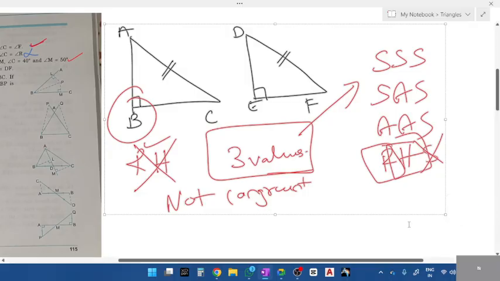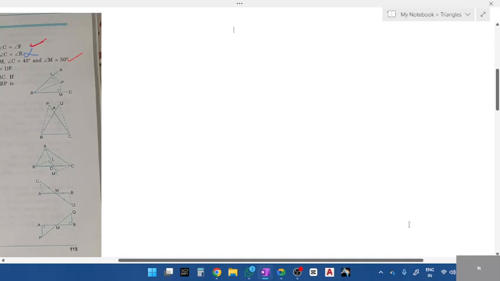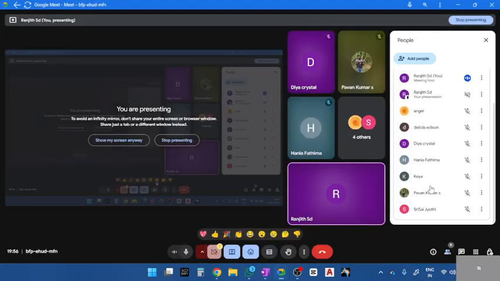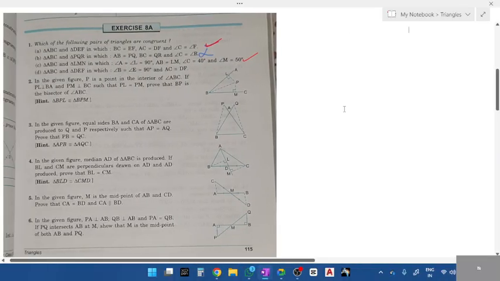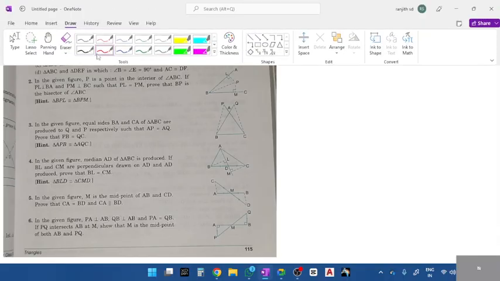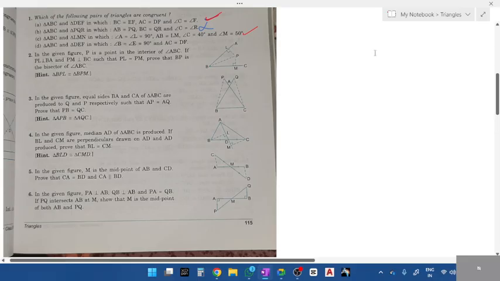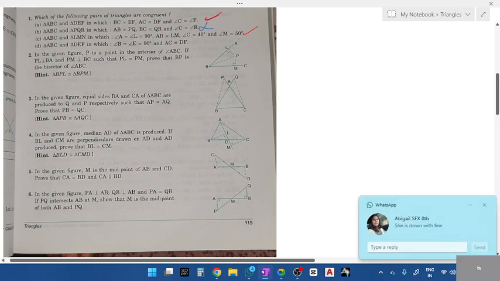Students, done? Completed? Okay. See, in the first question, no diagram was given. Same in the exam: if a diagram is not given, you draw it and do it. Second question. Look at the second one. In the given figure, P is a point in the interior of ABC. Interior means inside.